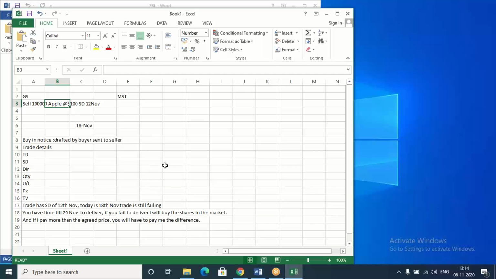Okay, so the GS is under obligation because the GS has bought the Apple shares from Morgan Stanley. No, no, GS is selling Apple shares to Morgan Stanley. Preeti, didn't you hear the whole explanation? But on the first hand, it has bought.